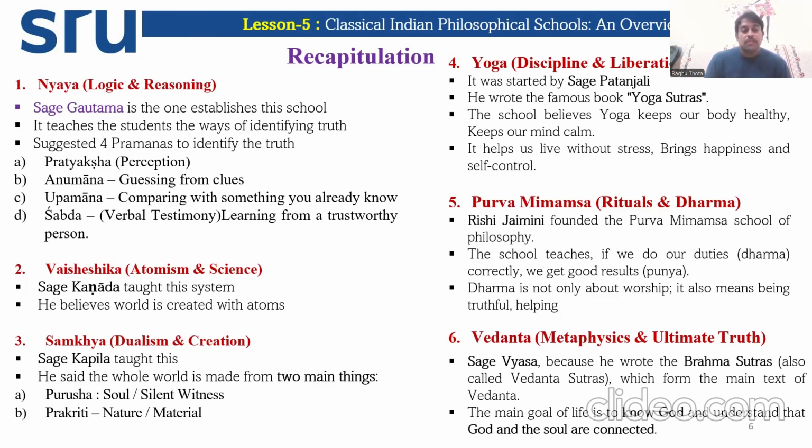And the third one, the Samkhya school, which was proposed by Kapila. He said the whole world is made up of two main things. One is Purusha, which is nothing but soul, and Prakriti, which is nothing but nature or material. Soul is permanent, material is temporary. For example, the body is a material, which is temporary, but it has no value without the soul. Similarly, the soul has no value without the body. So whenever we have Purusha and Prakriti together, this is the universe, and both are depending on each other. It is a dualism, which was proposed by Kapila.